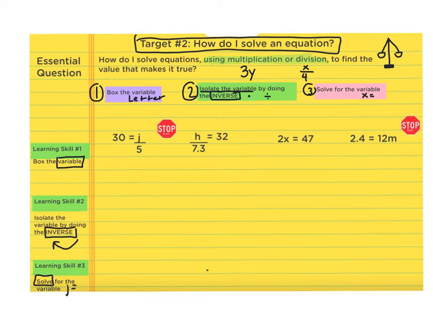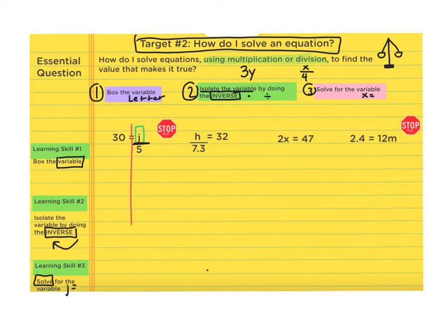Now don't forget, before you get started, the first thing you always want to do is draw a wall. First thing, just so you can separate the two expressions, one on the left, one on the right. We're drawing our little balance beam is what we're doing. The second thing you always want to do is box the variable. In this case, the letter or the variable is j. And I'm going to go ahead and rewrite this fraction bar just a little bit darker so you can see it. Okay. The second step says to isolate the variable by doing the inverse.